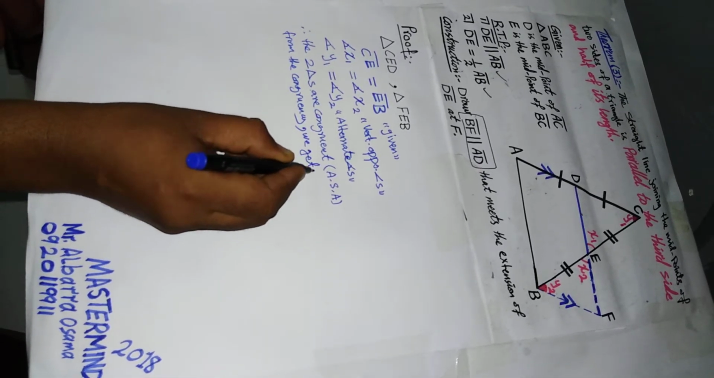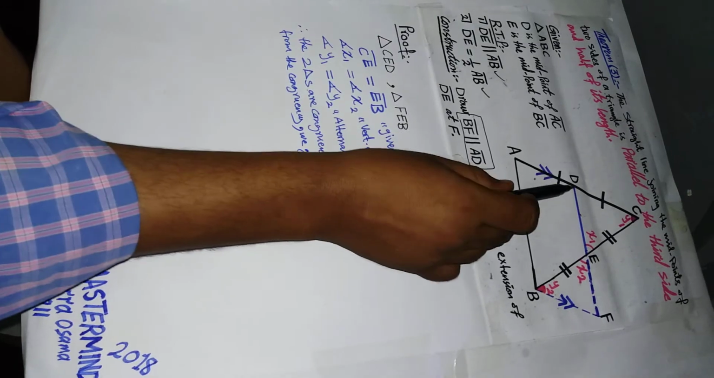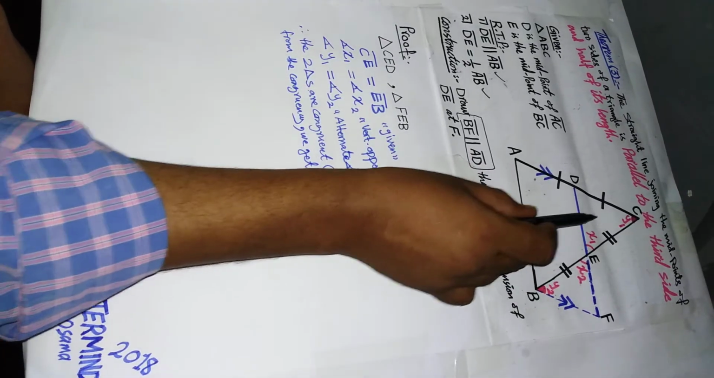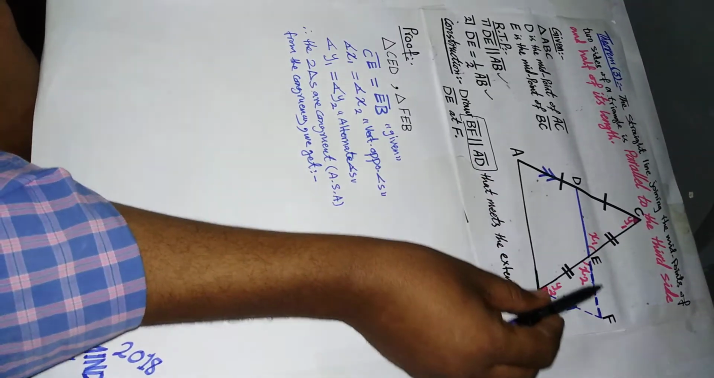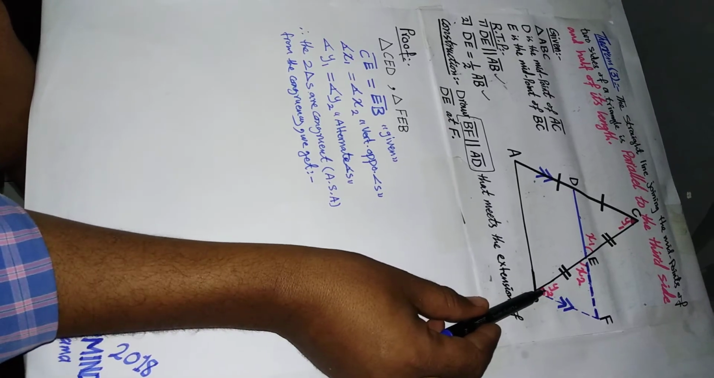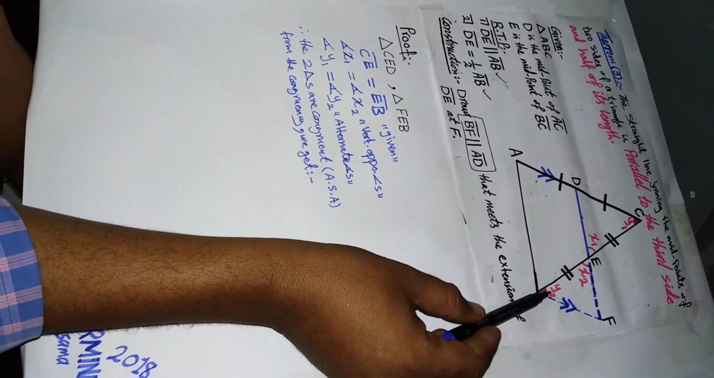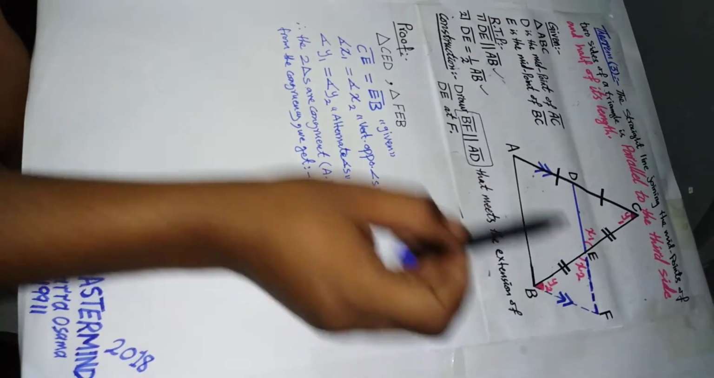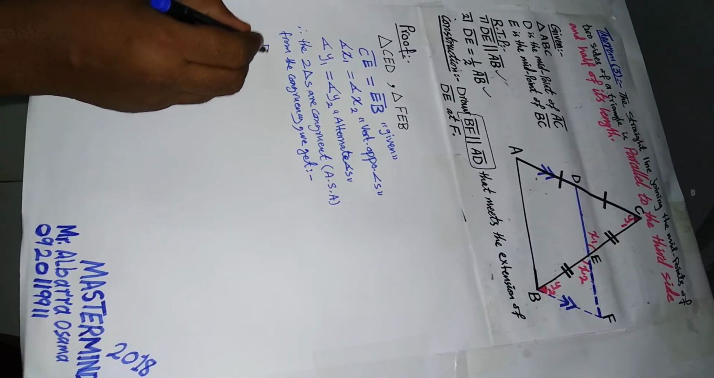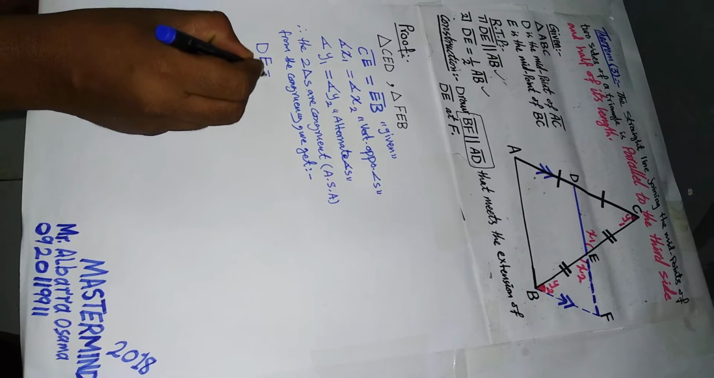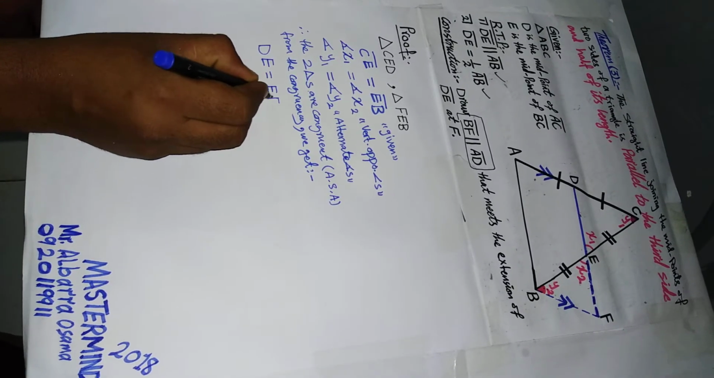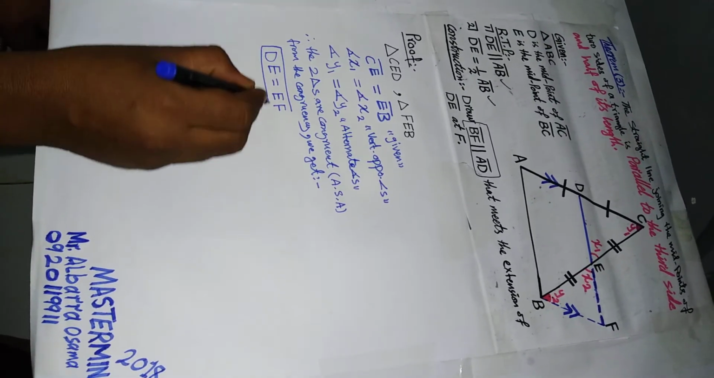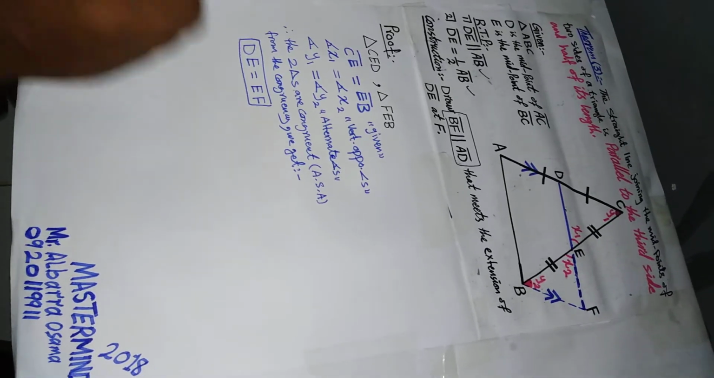Let us see what we get. Number 1, DE, which is opposite to y1, equals EF, which is opposite to y2. Because y1 and y2, these two angles are equal, so the sides opposite to them are also equal. So DE equals EF. I want to remember this, so here it's inside a rectangle.